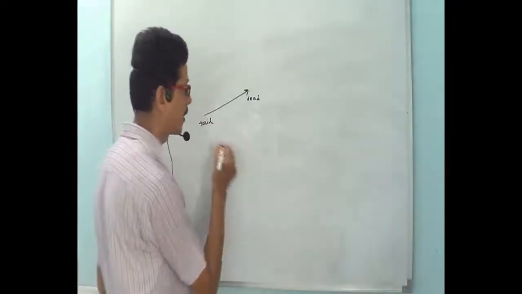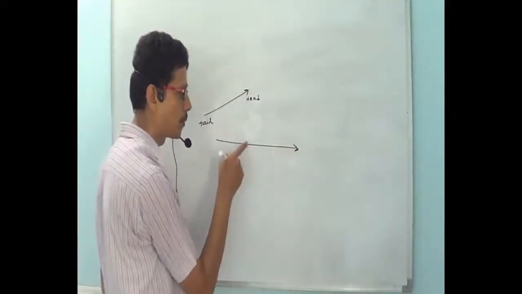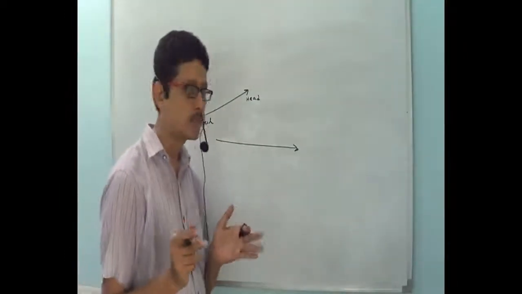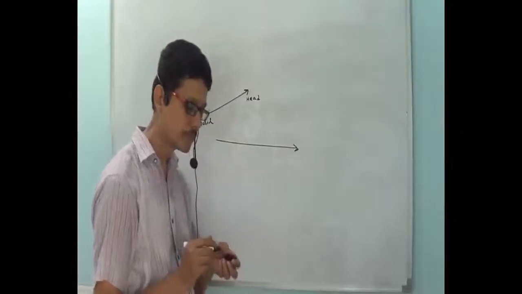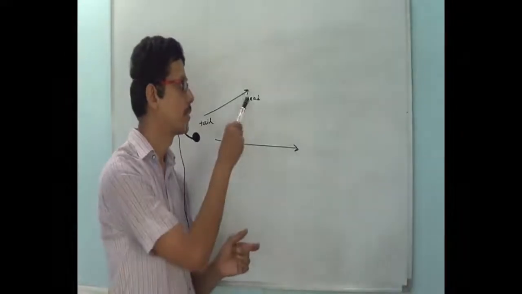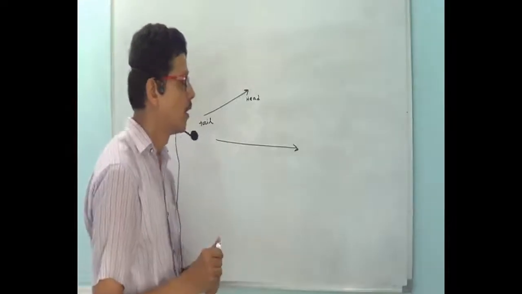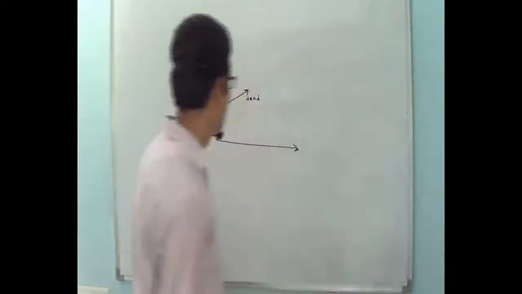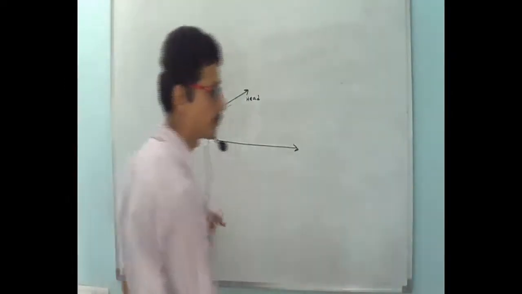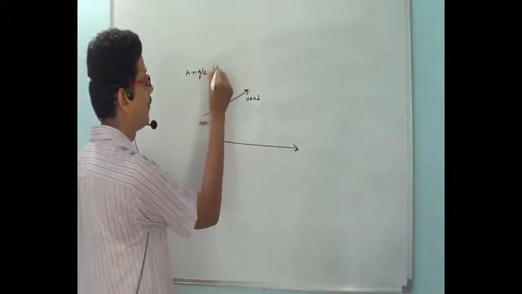If I have another vector like this, certainly the magnitude of this vector is larger than this vector. So the length of the arrow gives us the magnitude of the vector, and direction is what we are seeing at the head. And if we are having two vectors and we need to find the angle between two vectors, so this is the angle between two vectors.